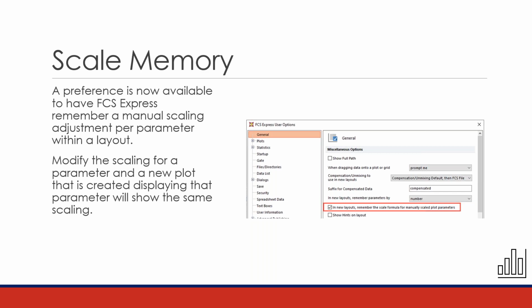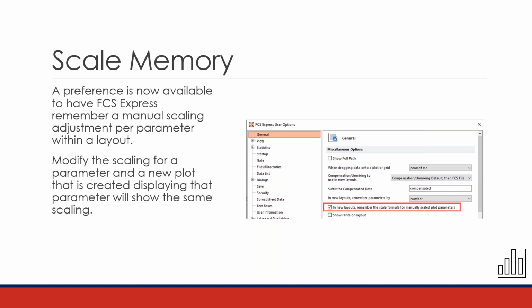In FCS Express, we now have a preference where FCS Express will remember any manual scaling that you did for the plot parameters in a particular data file. Okay, so previously, or historically, I should say, anytime you created a plot, if you manually adjusted the extended negativity for that plot for a particular parameter, and then created a new plot from that same data set, the extended negativity would default to whatever the original value was. It would not remember what those manually scaled plot parameters were.